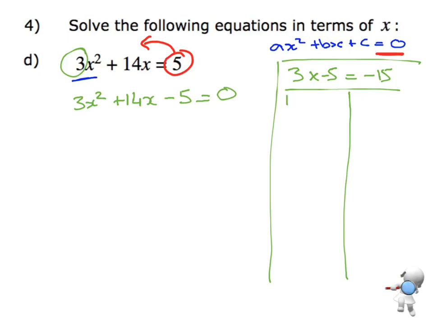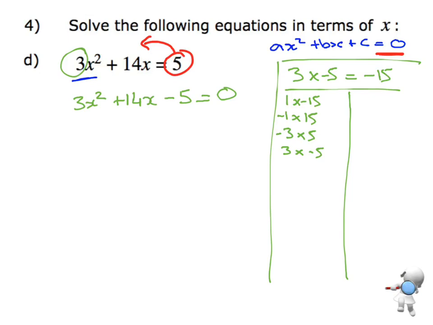So I could do 1 times negative 15, or negative 1 times positive 15. 2 can't do, but I could do negative 3 times 5, or positive 3 times negative 5. Can't do any other, but those are the only factors that I've got.